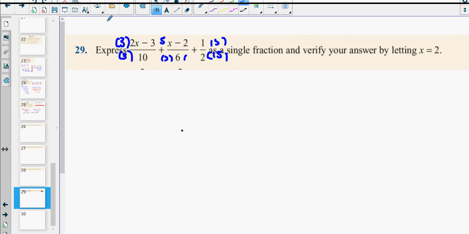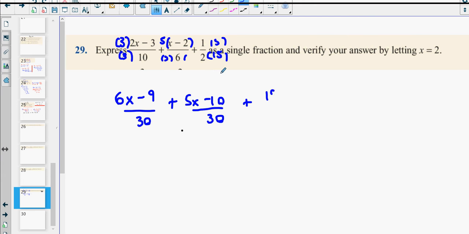3 times 2x, 6x. 3 times minus 3, 9. All over 30, my fault. 5 times x. That's 5 times x. 5 times minus 2. And finally, 1 times 15. Now, we know it's all over 30. That is not in question.